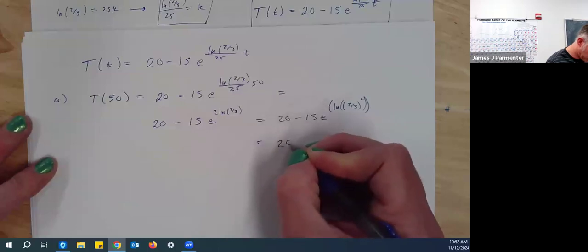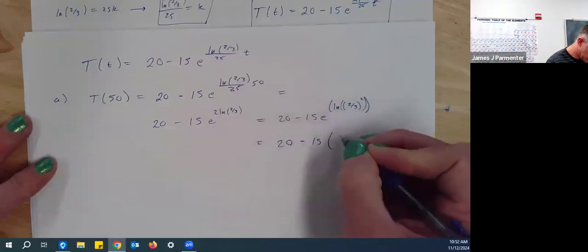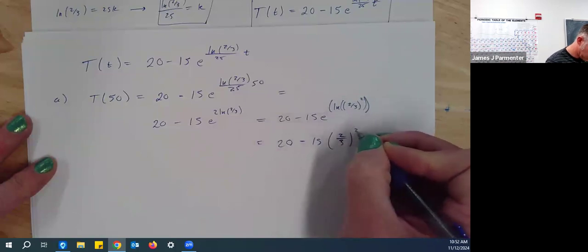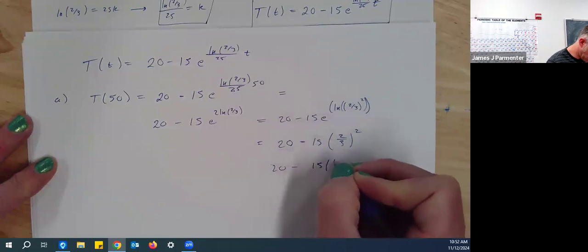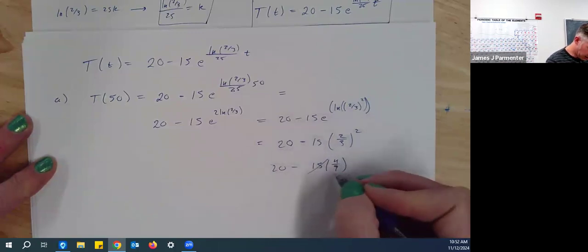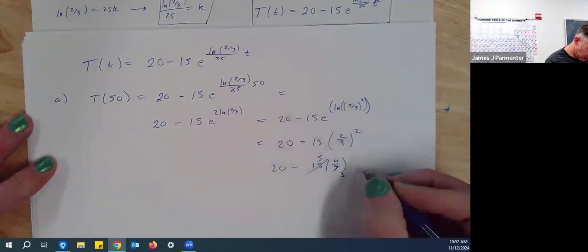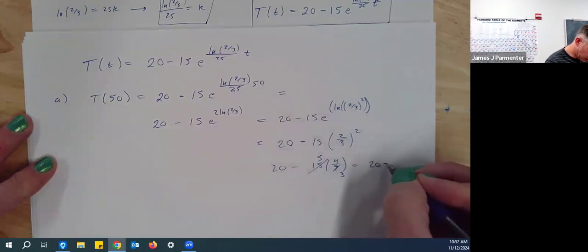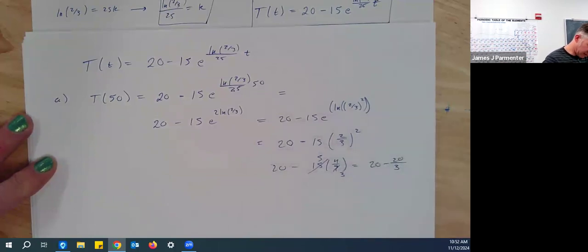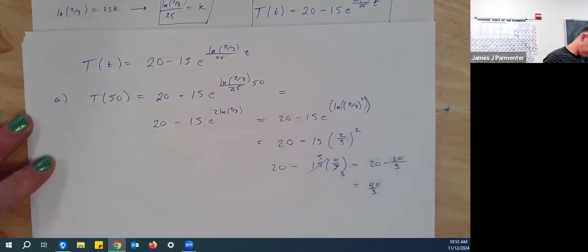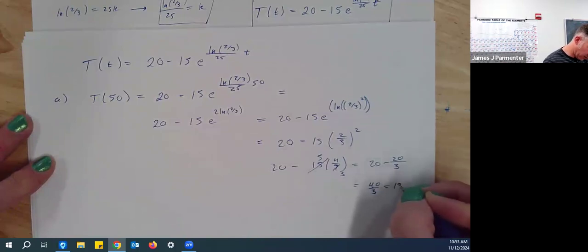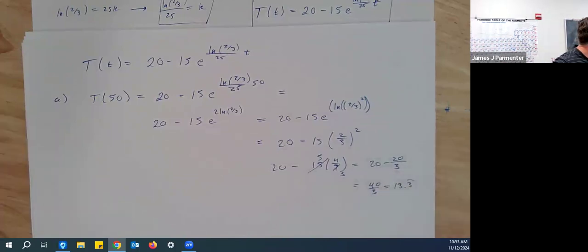It's going to be 20 minus 15 times 2/3 squared. That's just going to be 20 minus 15 times 4 over 9. Cancel a 3 here, and a 3 here. So you have 20 minus 20/3, which is going to be 60/3 minus 20/3, which is 40/3. And if you do 40 divided by 3, that's 13.333 forever. So the temperature after 50 minutes is approximately 13.3 degrees Celsius. Cool.